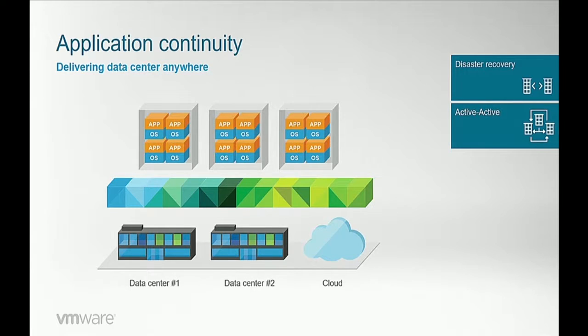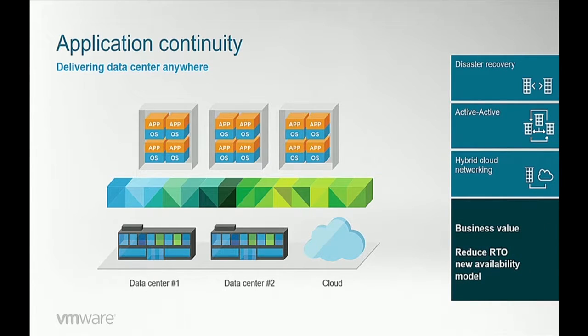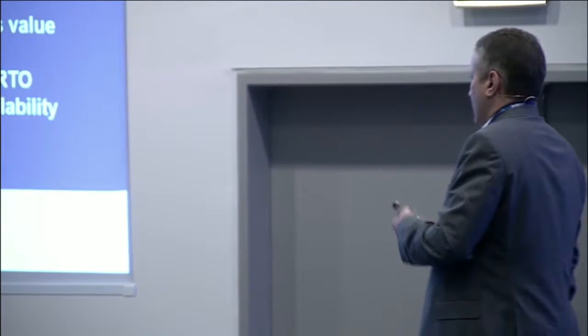It could also build an active-active infrastructure. As I said, I need my application working, and depending on the load I have on my data center, I can provision it on the first one or the second one. It could address hybrid cloud networking, where I extend my on-premise network to the outside while controlling the security of my application. So how can I manage shadow IT as a benefit, as an advantage, not as a competitor? And the business value from that is reducing the time to recovery, or a new availability model.